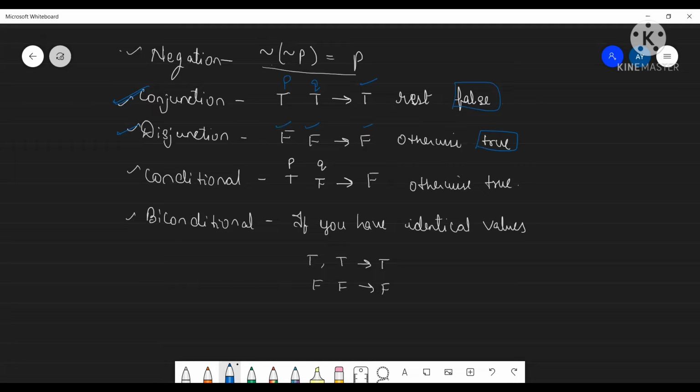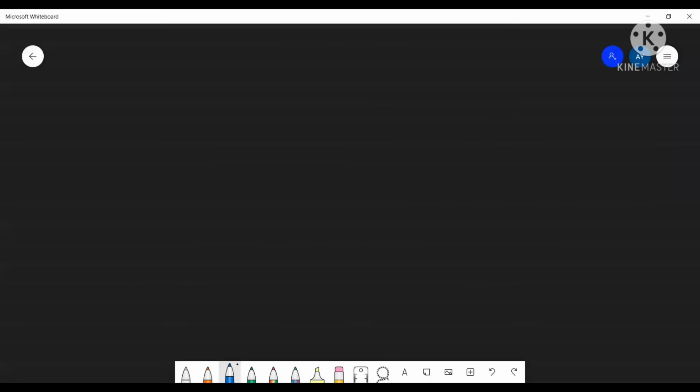Now let us look into the problems. The first problem is P and negation Q, or Q. So what are the columns that you have to make? First P, then Q, then negation Q. You don't have to make negation P because we don't have it in the question. And then negation Q or Q, and then P and (negation Q or Q).